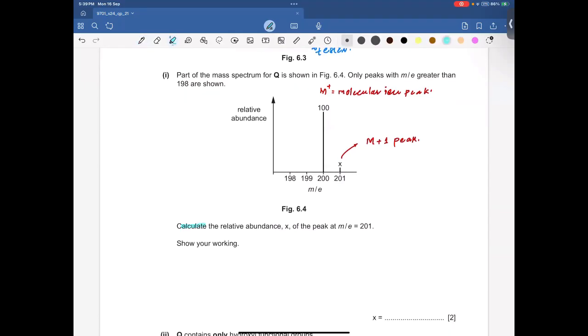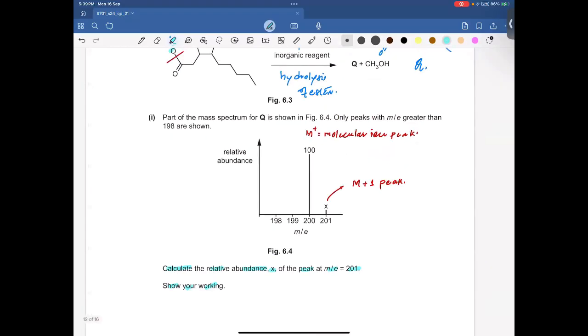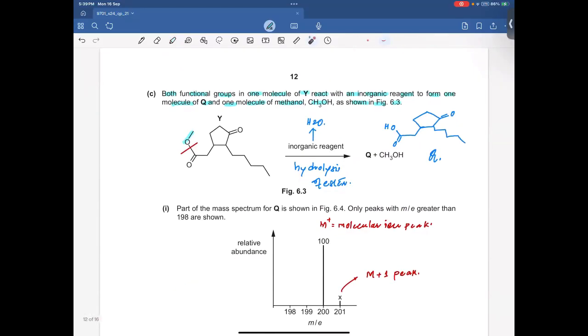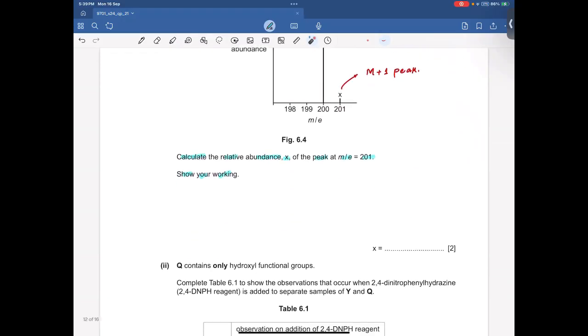Calculate the relative abundance X of the peak at m/e 201. Show your working. Let me count the number of carbon atoms first: 1, 2, 3, 4, 5, 6, 7, 8, 9, 10, 11, 12. So we had 13 carbon atoms. Now we have 12, as one carbon is lost in the form of methanol. So we have 12 carbon atoms in Q.